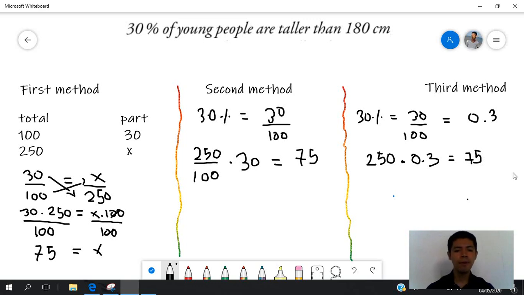Okay, so we have three methods to calculate the percentage. First, I can use proportions. Second, I can see the percentage like a fraction. And third, I can see the percentage as a decimal number.